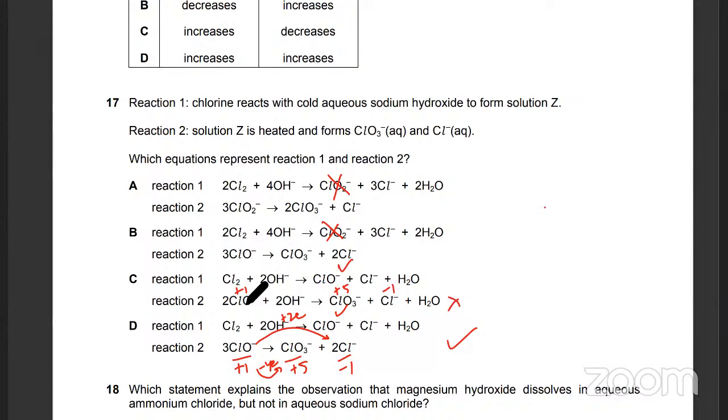Cl +1 goes to +5, loses 4 electrons. Cl +1 also goes to -1, so it gains 2 electrons, and the equation electron-wise is not balanced. This one is balanced. Cl +1 goes to +5, so that's a loss of 4 electrons. Cl +1 goes to -1, that's a gain of 2 electrons, but there are 2 of them over here, so that's a gain of 4 electrons. So this equation is balanced. So option D is going to be your correct option. TK, is this part clear? Yes.